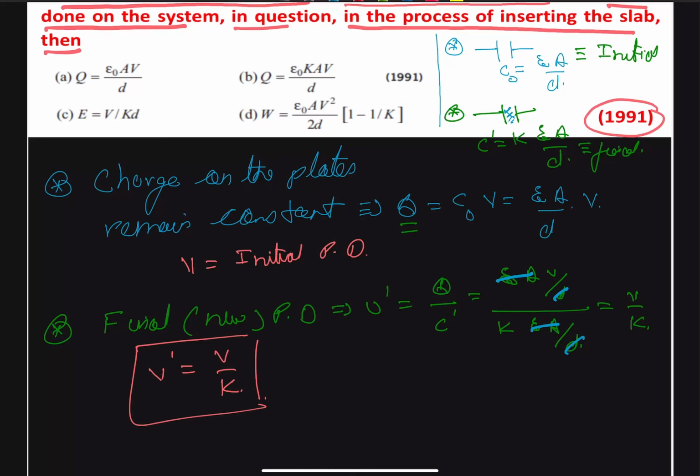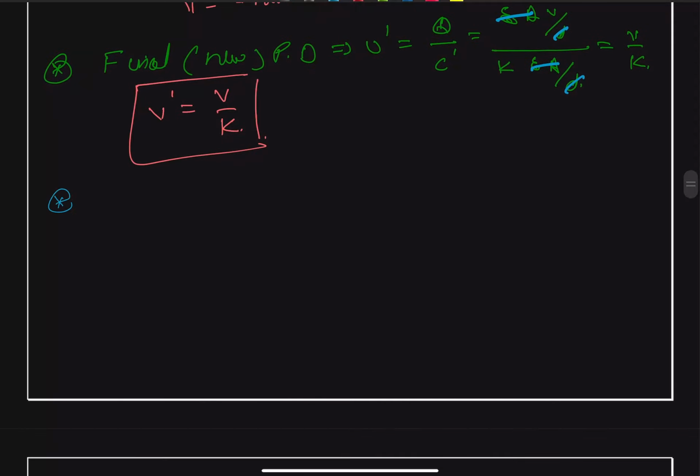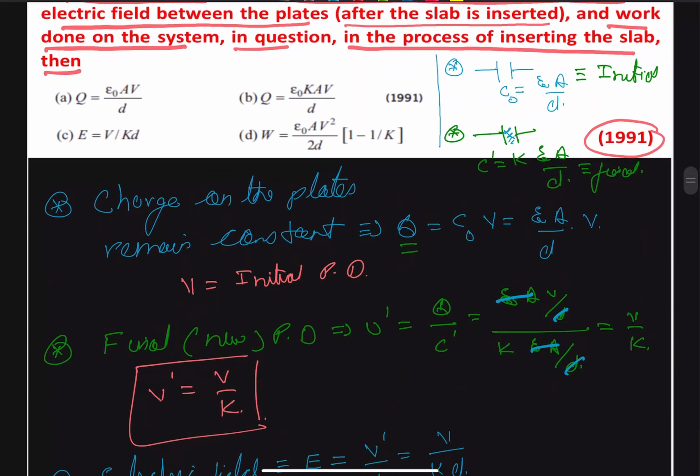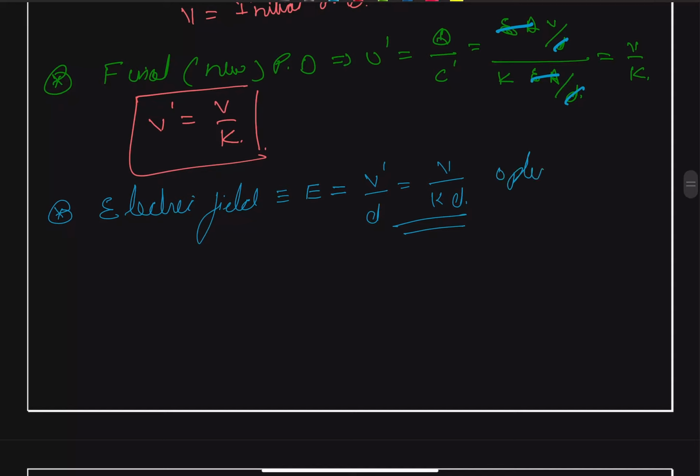Now we can easily find the electric field. Our electric field E will be equal to V prime divided by d, and V prime is V upon K, so we get V upon K multiplied by d. So this is our electric field. So the electric field is V upon K d. So option C is the correct one. C is correct.